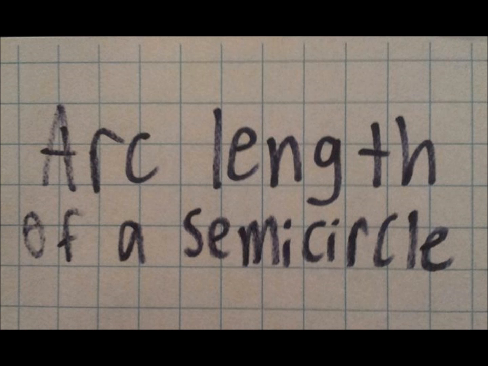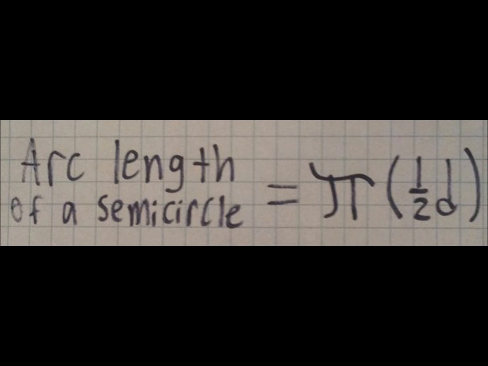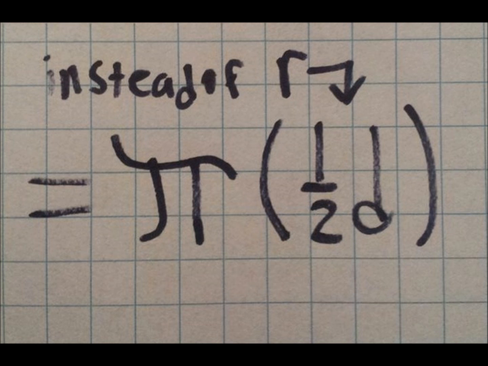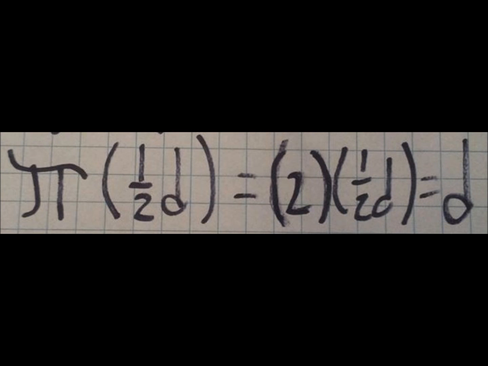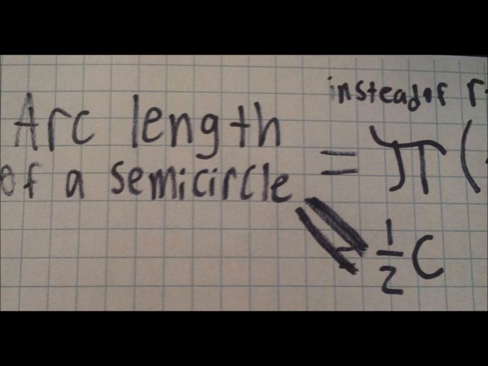So we'll look at first the arc length of a semicircle, because that's an established formula that we can work with, and it's defined as pi times the radius of the semicircle. So now in our case, we're saying that pi is equal to 2, and instead of having r, we'll have half the diameter there. Then 2 times half the diameter is the diameter, and the arc length of a semicircle is half the circumference. So again, we come to half the circumference equals the diameter.